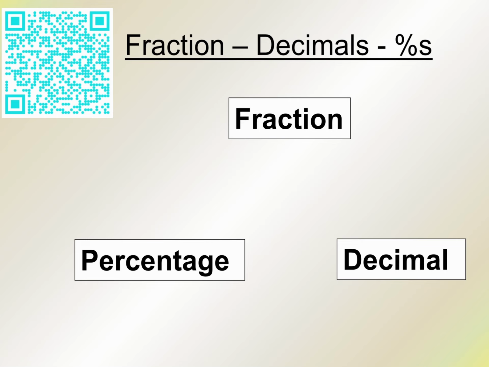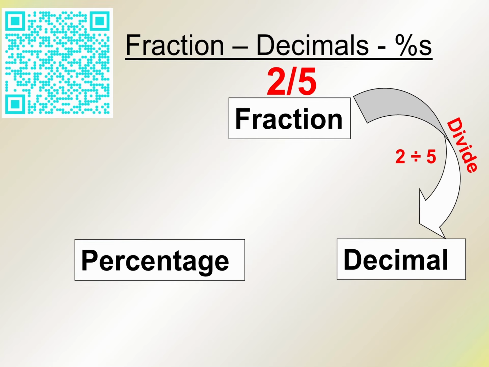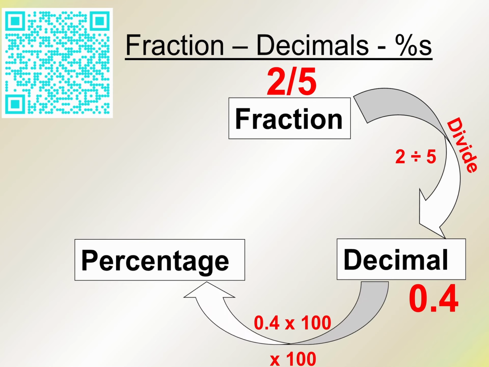Fractions, decimals to percentages. So if we have a look at this fraction here, 2/5, to get to a decimal, we need to do division. So 2 divided by 5, which gets you 0.4. Now to go from a decimal to a percentage, we simply multiply by 100. So 0.4 times 100 would give us 40%.